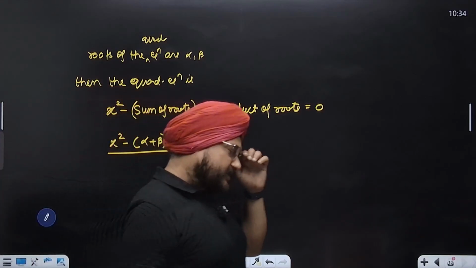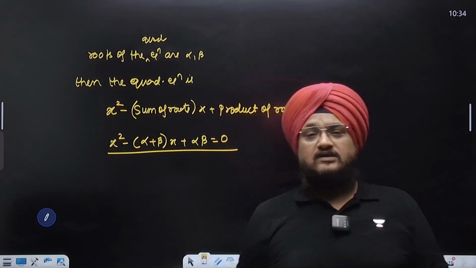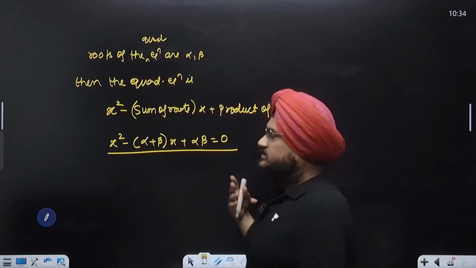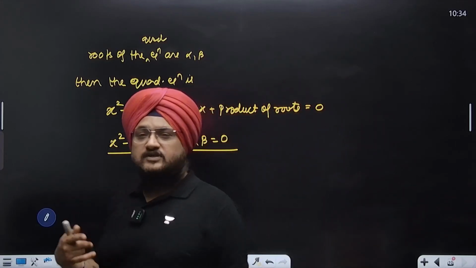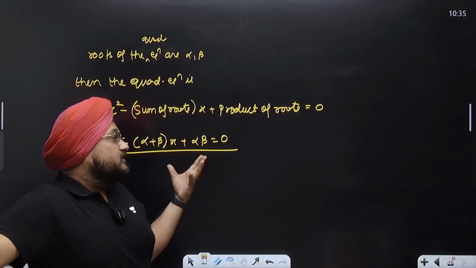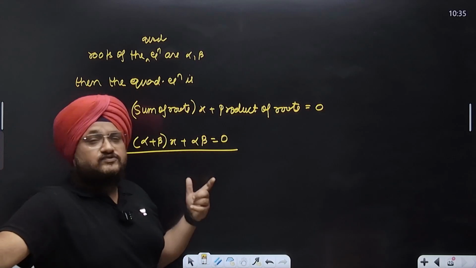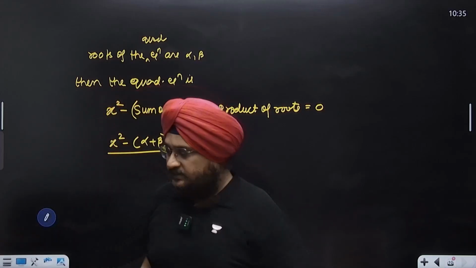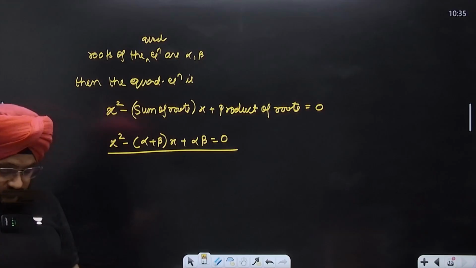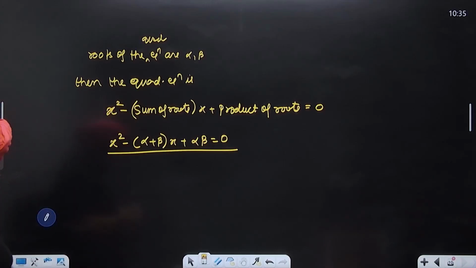So if we are given the roots, then we can write the equation. If roots are alpha beta, then the equation will be x square minus sum into x plus product equal to 0. Another way of writing the equation is using the transformation of roots. We will study later today itself. First we will do some problems on the relation between roots and coefficients.